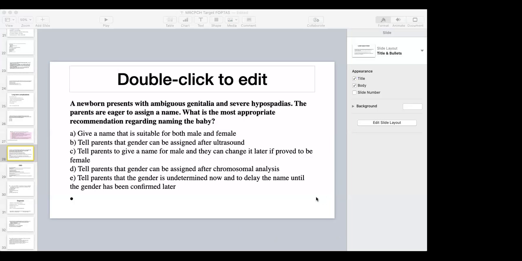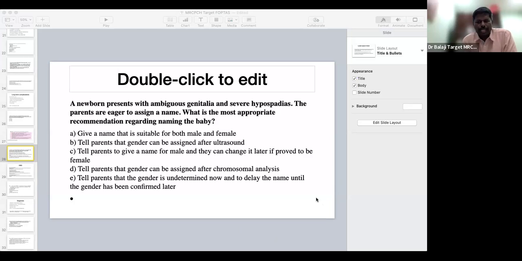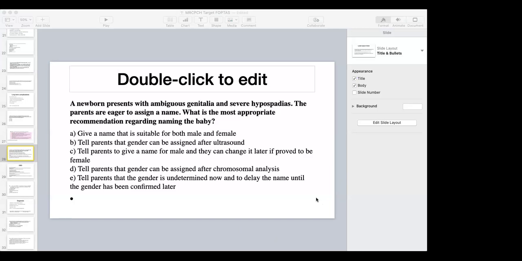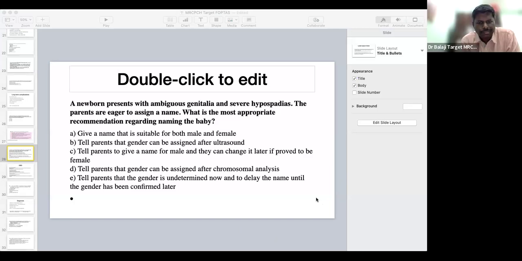Sir: tell the parents that the gender is undetermined, and delay the name until the gender has been confirmed later. Okay. And if this is not there, a close option would be to tell the parents that gender can be assigned after chromosomal analysis. Sometimes in one of the questions they have also asked this. Chromosomal analysis is the most important investigation that needs to be ordered.